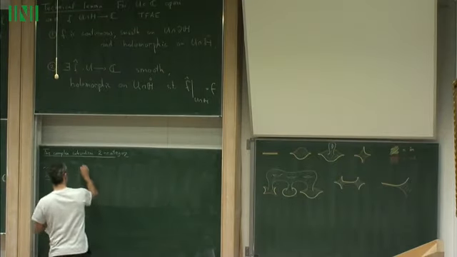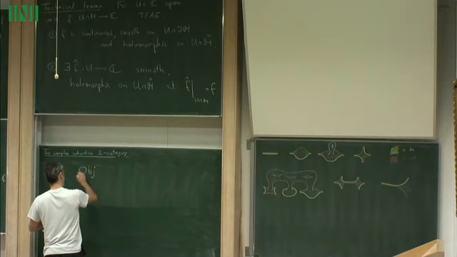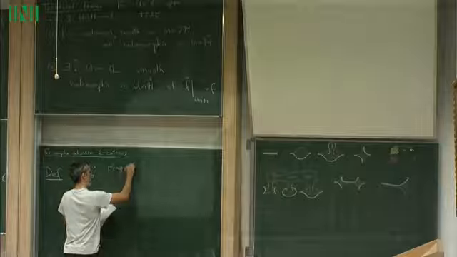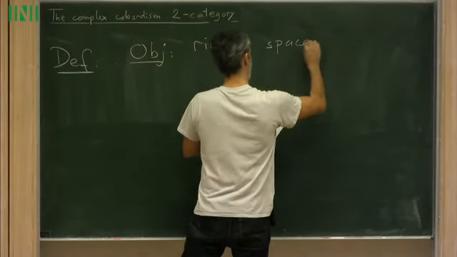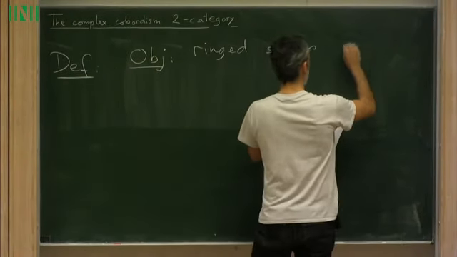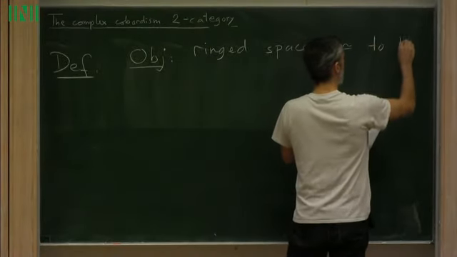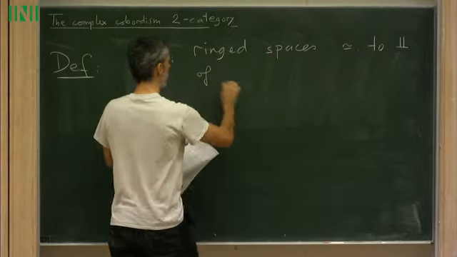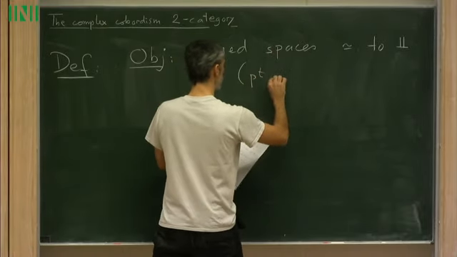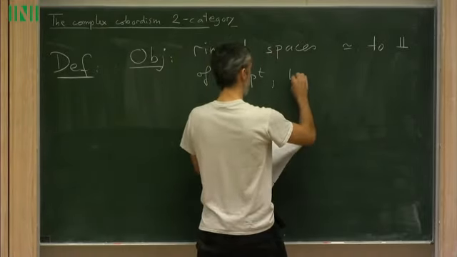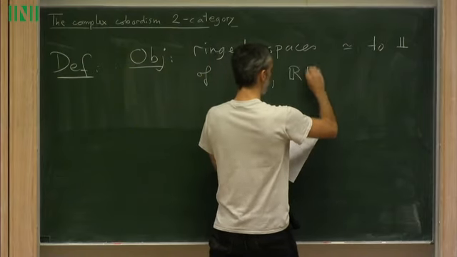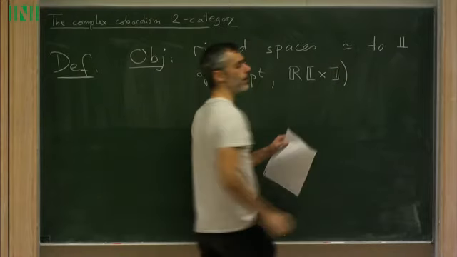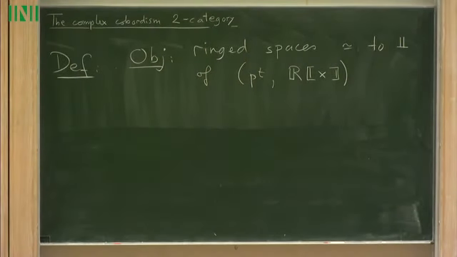So, the objects are going to be ringed spaces which are isomorphic to finite disjoint unions of the following: a point, and my ring is given, my sheaf of rings, which is just a single ring in this particular case, the field of formal power series.